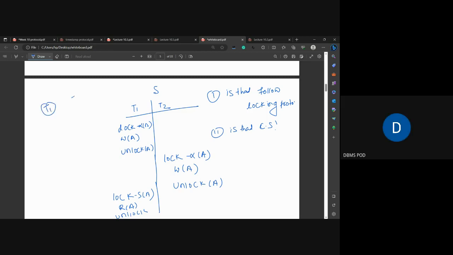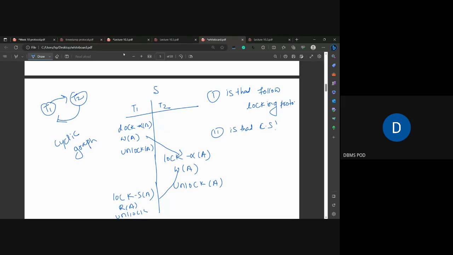There are T1 and T2. You can see that there is a conflict instruction between T1 and T2, so there will be one edge, and then we can see that there is a conflict instruction from T2 to T1, right? So we can say that there is a cyclic graph, so this is not conflict serializable, right?